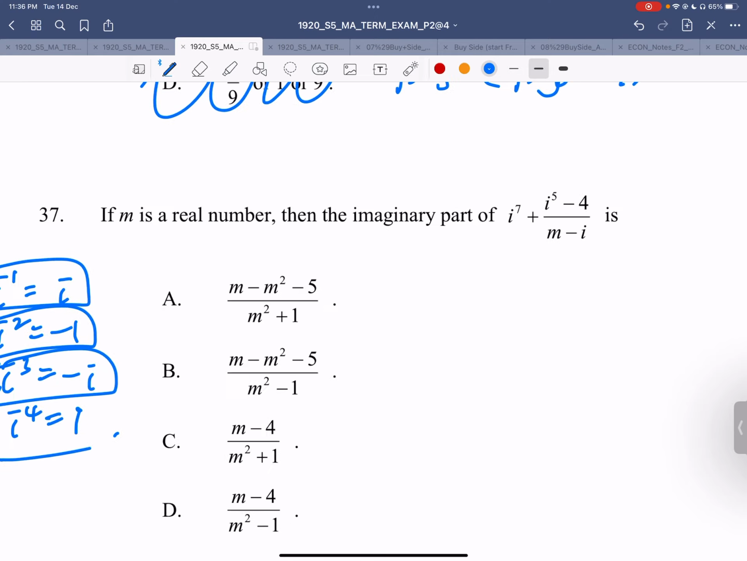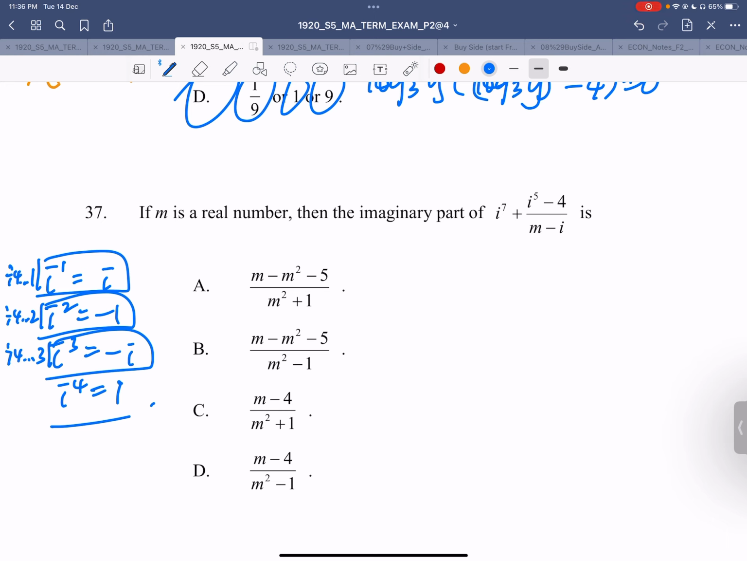So let's simplify this first. I to the 7 divided by 4, remainder is 3, so it should be -I, right? I to the 5 should be equal to I, okay? This, you can simplify the higher exponents of I. All right, then afterwards, you can do some operations, okay?